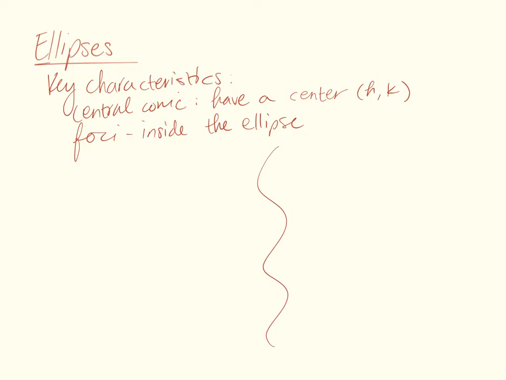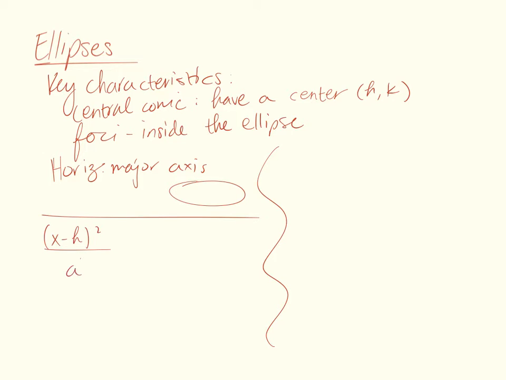We've got a horizontal major axis, which means that it just looks like a football, right? So it looks like that. And the formula for that is (x minus h) squared over a squared plus (y minus k) squared over b squared is equal to 1. So that means that the largest term for the denominator is underneath x for the major axis.